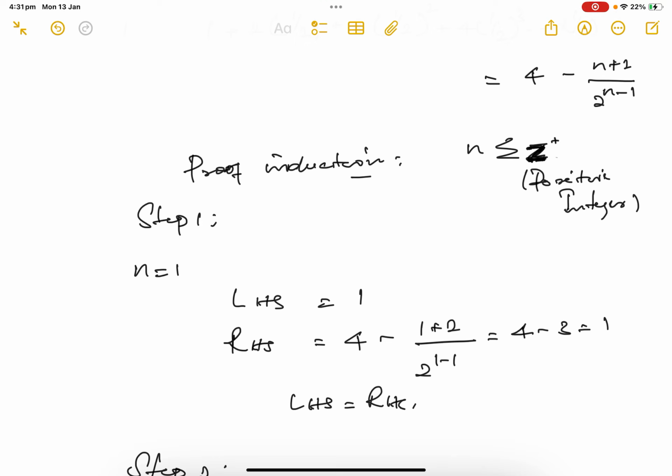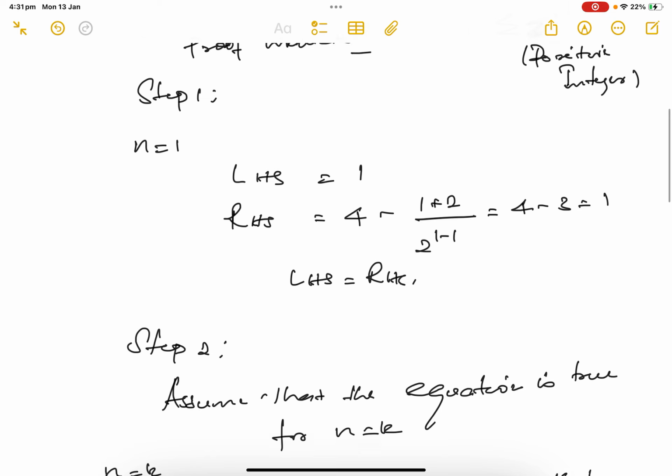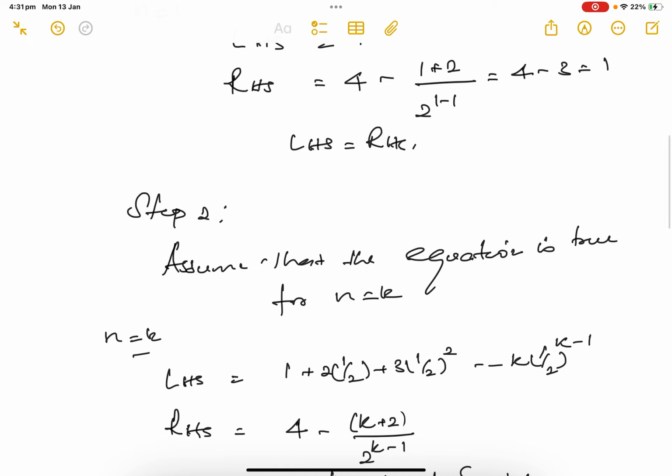1 minus 1 is 0, and 2 to the power 0 is 1. The numerator 1 plus 2 is 3, and 3 divided by 1 is 3. So 4 minus 3 equals 1. The right hand side equals 1, and the left hand side equals 1. So step 1 is satisfied.